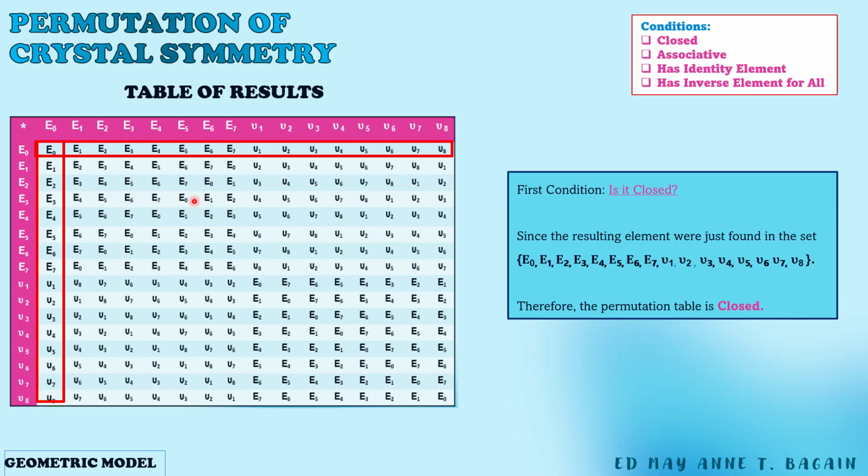Therefore, the permutation table is closed. So let's check that one. The condition, as we can see, is checked. How about the next one?